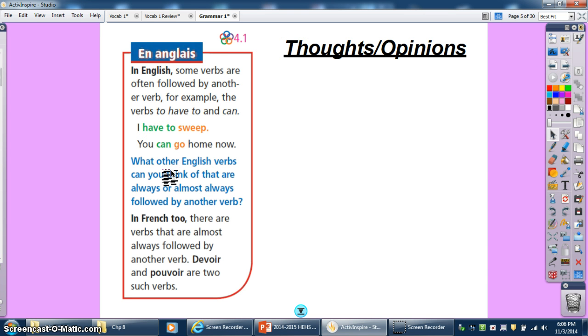So, what other English verbs can you think of that are always or almost always followed by another verb? I need to do something. I want to do something. So in French, there are verbs that are almost always followed by another verb. Devoir and pouvoir are two of these verbs.